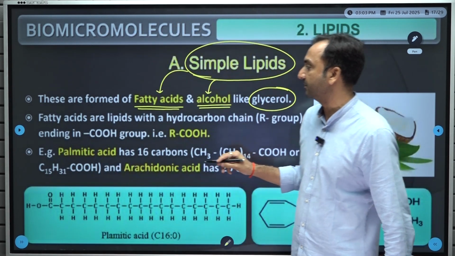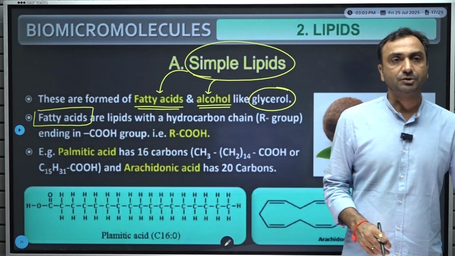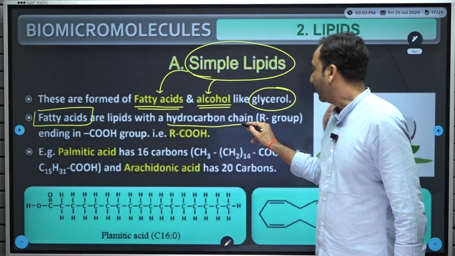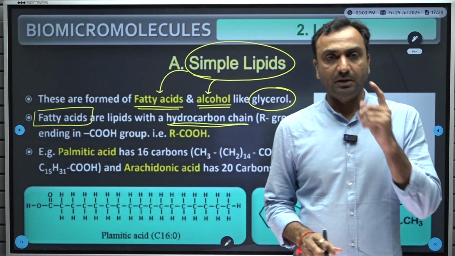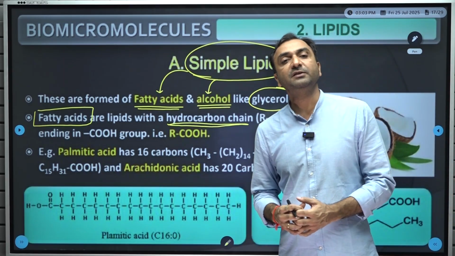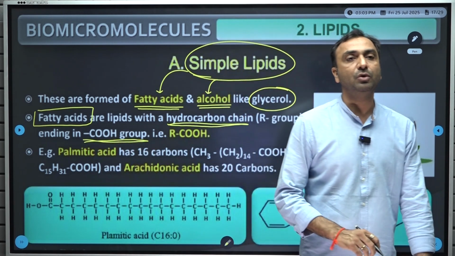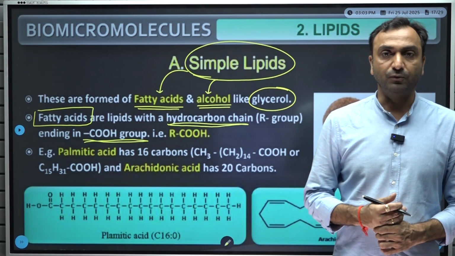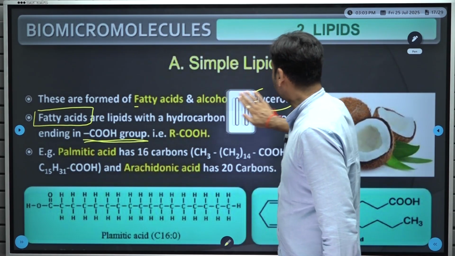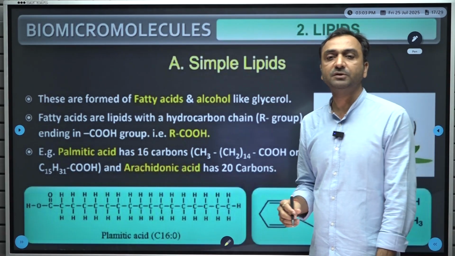So types of fatty acids. Your next point of discussion is fatty acid. Fatty acids are the lipids which have a hydrocarbon chain. Number one, they have a hydrocarbon chain. Where is the hydrocarbon chain attached? It is attached with a carboxylic group, COOH group. So the structure of fatty acid contains, number one, a carboxylic acid group.